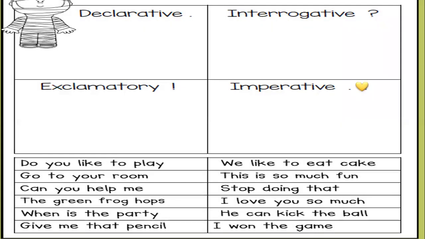Now I need you to tell me on the chat which one goes where. Do you like to play? Where shall we put this one? Where do we write it? In the exclamatory, in the imperative?